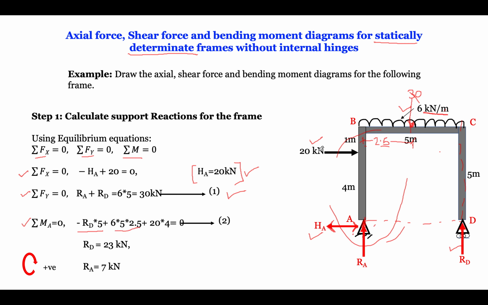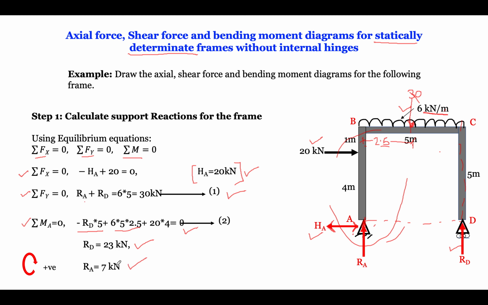Now there is only one load remaining, that is 20 into 4. It is again making a clockwise movement. So we will write 20 into 4 is equal to 0. When we solve this equation, we arrive at RD equals 23 kilonewton, and once we get RD, we simply substitute that value into the equation. Just see here, RA plus RD is 30. When RD is 23, obviously RA will be 30 minus 23, so we will get 7 kilonewton.